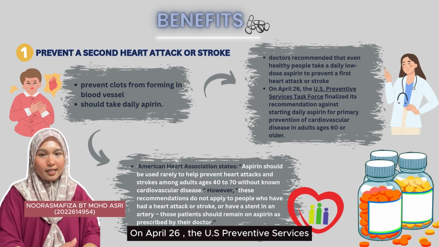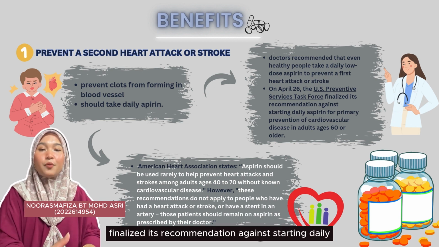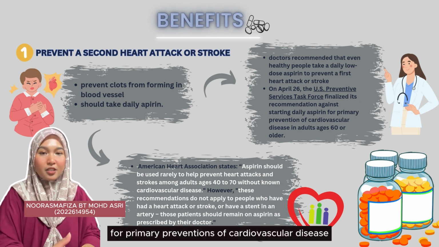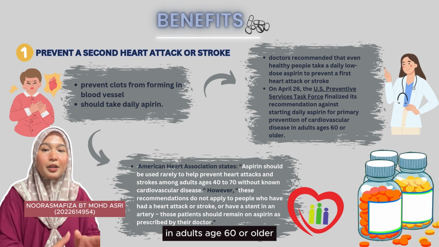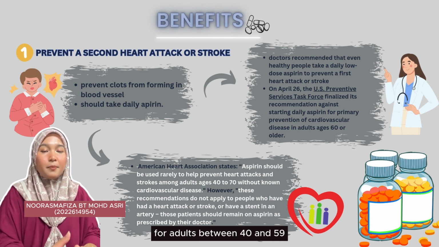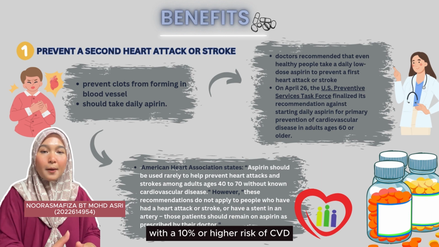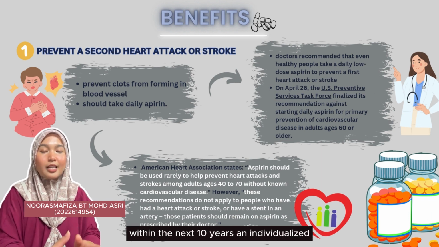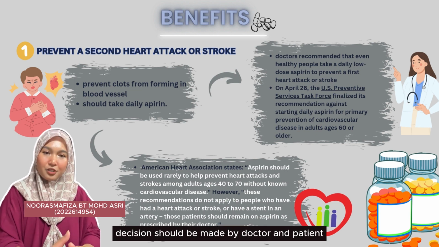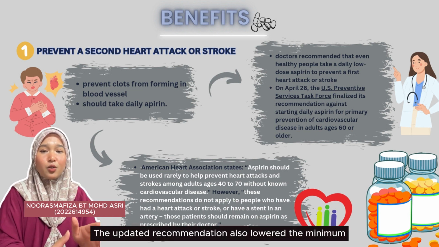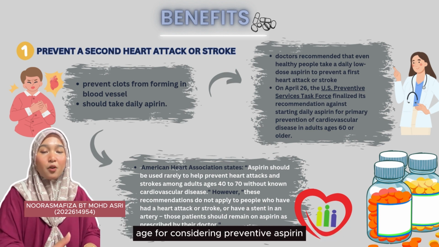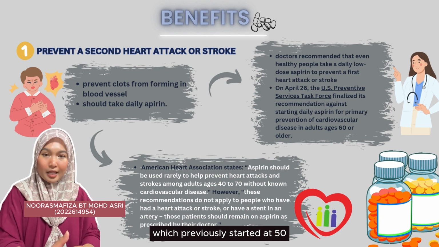On April 26, the U.S. Preventive Services Task Force finalized its recommendation against starting daily aspirin for primary prevention of cardiovascular disease in adults aged 60 or older. For adults between 40 and 59 with a 10% or higher risk of CVD within the next 10 years, an individualized decision should be made by doctor and patient. The updated recommendation also lowered the minimum age for considering preventive aspirin, which previously started at 50.